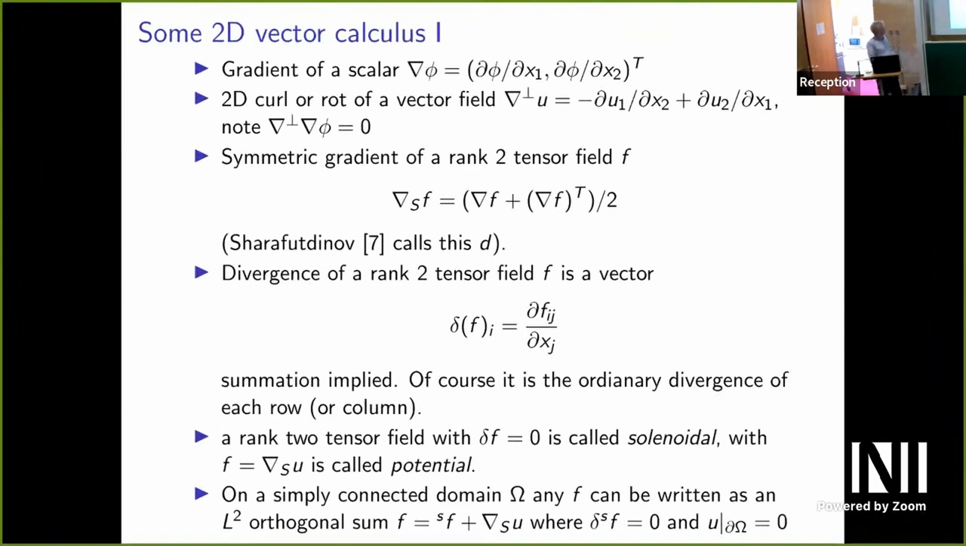Okay, some 2D vector calculus, I hope you got it right. It's kind of neglected because this vector calculus in 3D doesn't quite fit the curl of the vector. So we've got a gradient of the scalar, right? So it's just this ordinary. But the curl is like the rotation of a vector field in the plane, just a scalar.